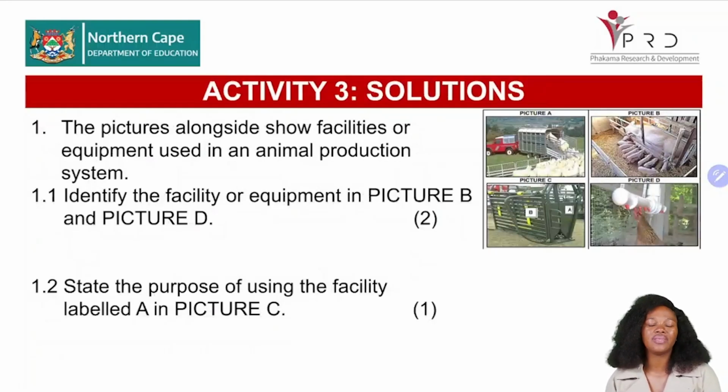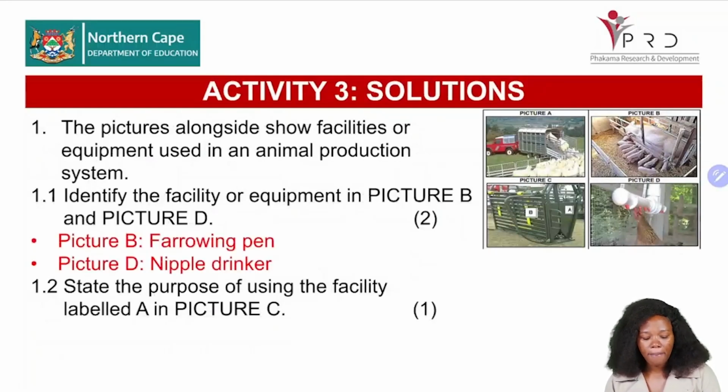Now, welcome back, learners, to our third activity of the day. Now, let us look at our activity 3, solutions. The pictures alongside show facilities or equipment used in an animal production system. 1.1, identify the facility or equipment in picture B and picture D. Now, picture B will be the farrowing pen. Picture D will be the nipple drinker, not just any drinker, but the nipple drinker. Remember, drinkers are different. Hangers are also drinkers, but they are different from the nipple drinkers.